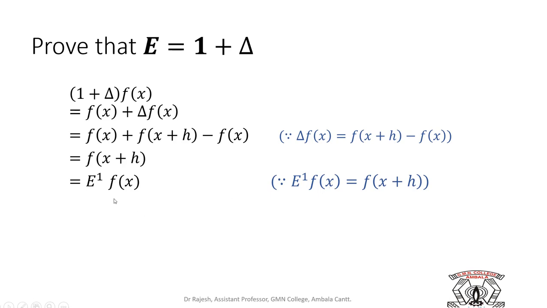So comparing both sides, the 1 here is obvious, so this implies that 1 plus delta is equal to E, because this relation holds good for all f(x). Therefore we have successfully established the relation: 1 plus delta is equal to E. This relation is very important, you could mark it as important for the examination.